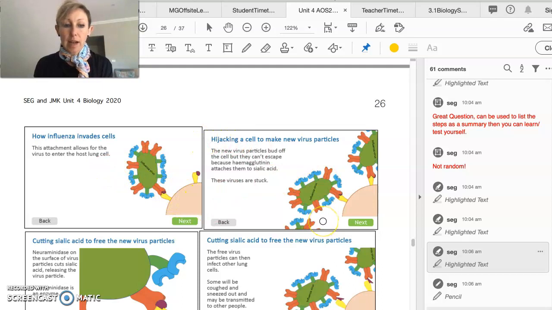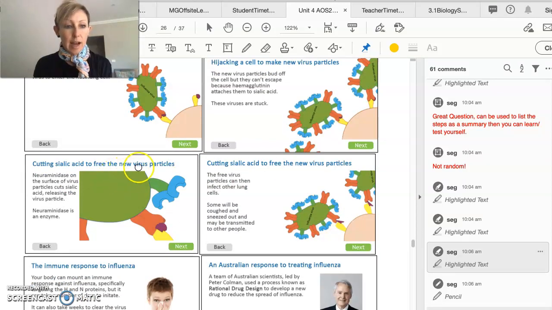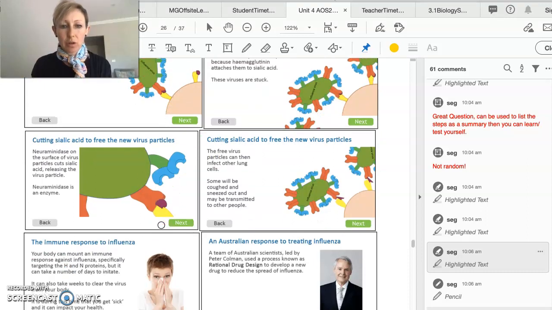As part of the rational drug design process, you've got hemagglutinin attaching to your lung cells and then invading your lung cells, and then when you cut that bond between the influenza virus and your lung cells, what the neuraminidase does is it targets this sialic acid, the purple blob here, and it has an active site that actually fits that perfectly, so that it can sever the virus from the cell and release it into your bloodstream.